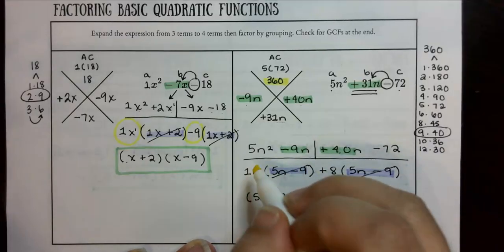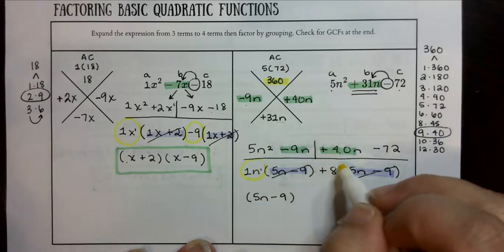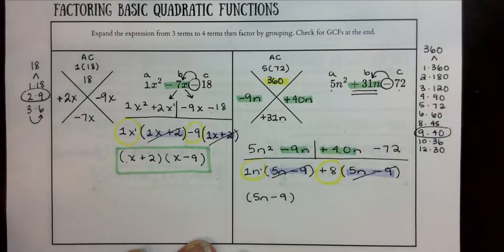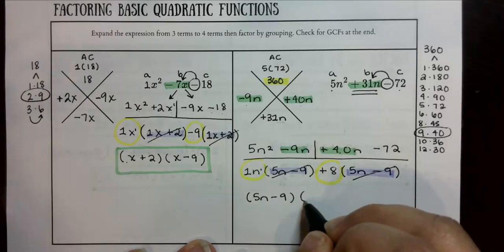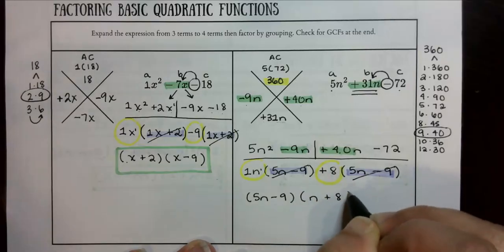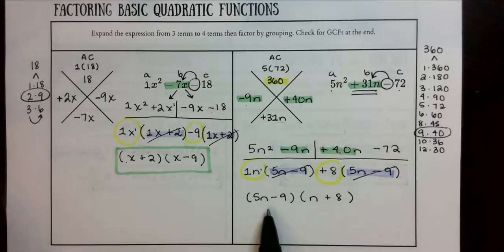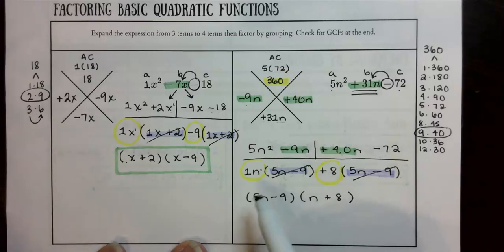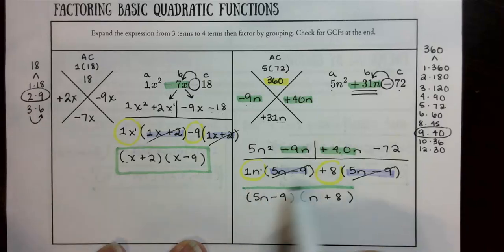And you can see that what's left over is 1 and 8. Actually, 1n and 8. And so if I find the GCD of 5 and 9, I'm going to get 1, so it can't be factored further. If I do the GCD of 1 and 8, once again, 1, so it cannot be factored any further. So this is my final answer.